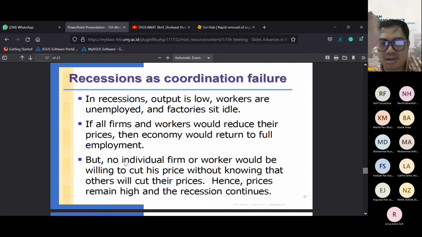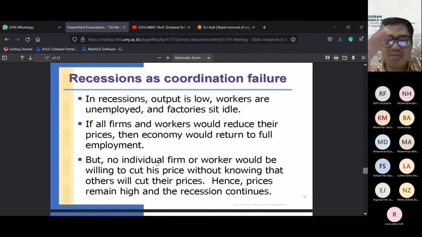not reached at all. But no individual firm or worker would be willing to cut their price. I think it is very difficult for us to cut wages, isn't it, compared to adding wages. So there are some individual firms reluctant to cut, without knowing that others will cut their prices as well. Hence prices remain high and the recession continues.